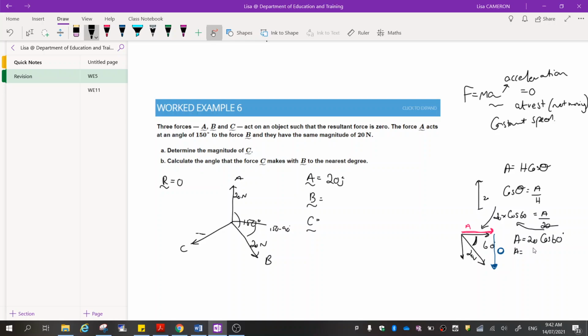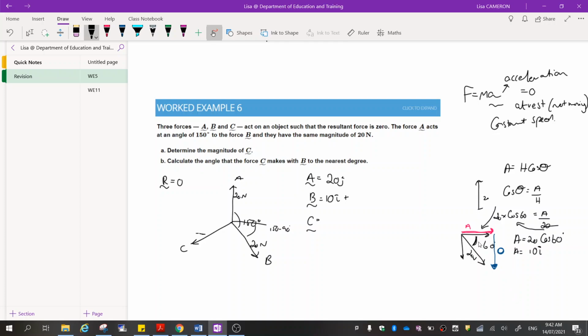Now, make sure your calculator's in degrees, because if you've been playing in your revision mode, it'll probably be in radians for when we do trig. Okay, so that's 10i. So this B vector has 10i for this part that makes up the vector, and the other part of the vector is made up by our other trig ratio.